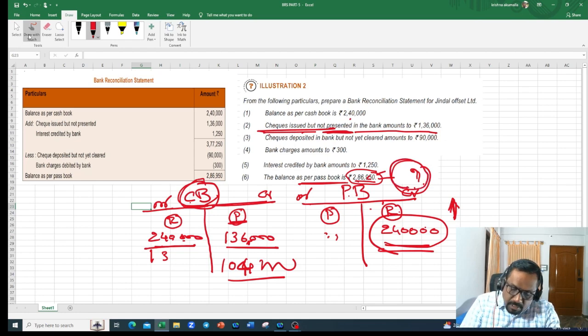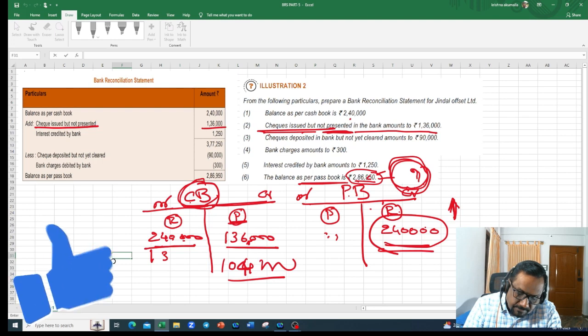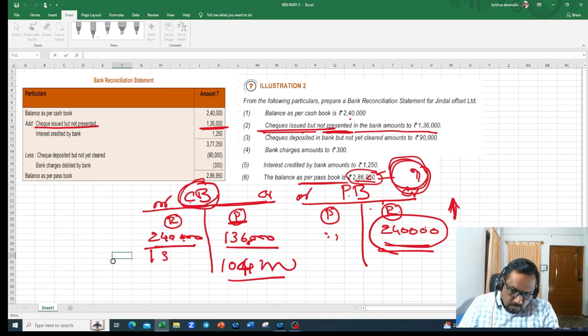As and when the question mark balance is increased, you need to add that. Checks issued but not presented, 1,36,000. Are you clear? Why did we add 1,36,000 there? 2,40,000 minus 1,36,000 is 1,04,000.